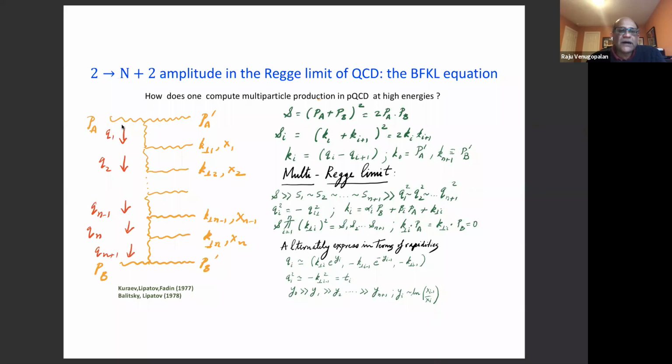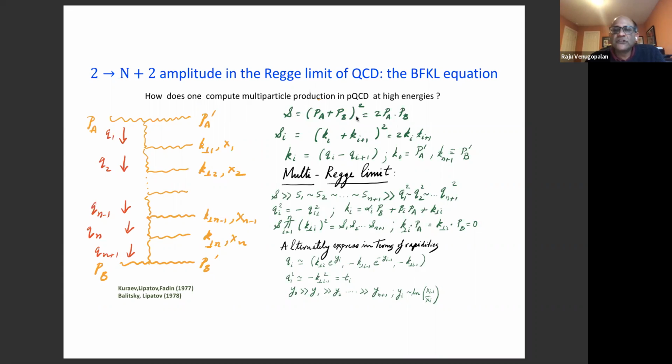If you start thinking about this and write down this amplitude, you have 2 to n. They said, okay, let's think about this problem in Regge kinematics, or specifically multi-Regge kinematics. There you can draw the following amplitude where you have 2 partons, 2 gluons, with 4-momenta PA and PB. They scatter and go off into PA prime and PB prime, and they produce n gluons in the middle. These gluons have transverse momenta kT1 to kTn, and longitudinal momentum fractions x1 to xn, and there's a momentum transfer going between these legs from q1 to qn plus 1 all the way. You can write down very simply the kinematics of these invariants.